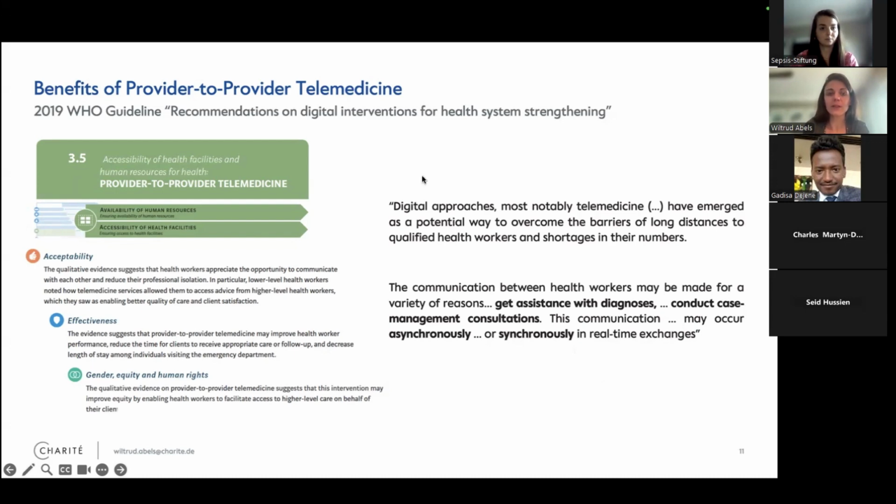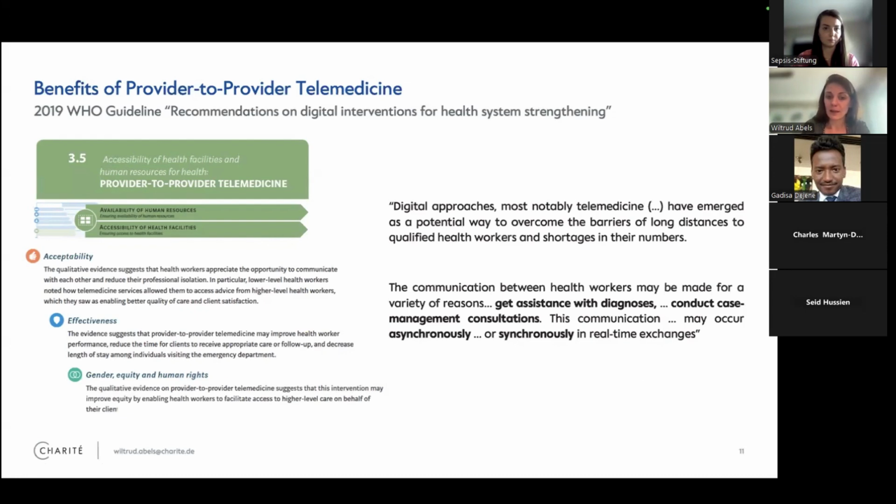As a summary, the guide then summarizes the existing literature into the following two sentences. Digital approaches, and most notably telemedicine, have emerged as a potential way to overcome the barriers of long distances and alleviate the challenges that we sometimes face due to a lack of qualified healthcare workers and shortages of these qualified healthcare workers in some places.